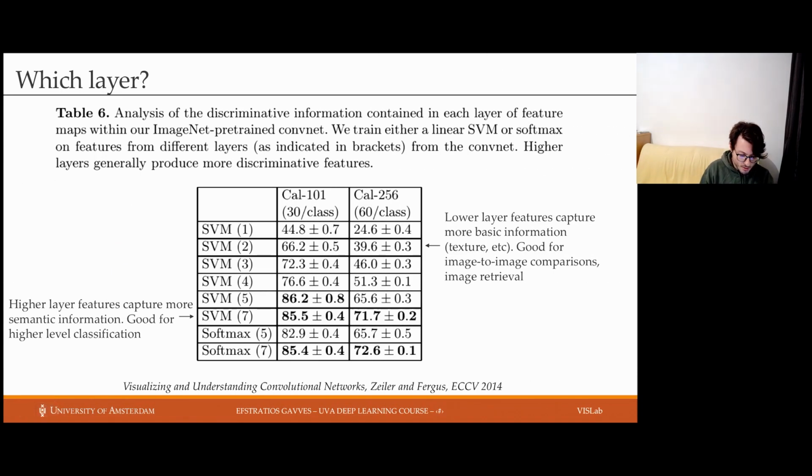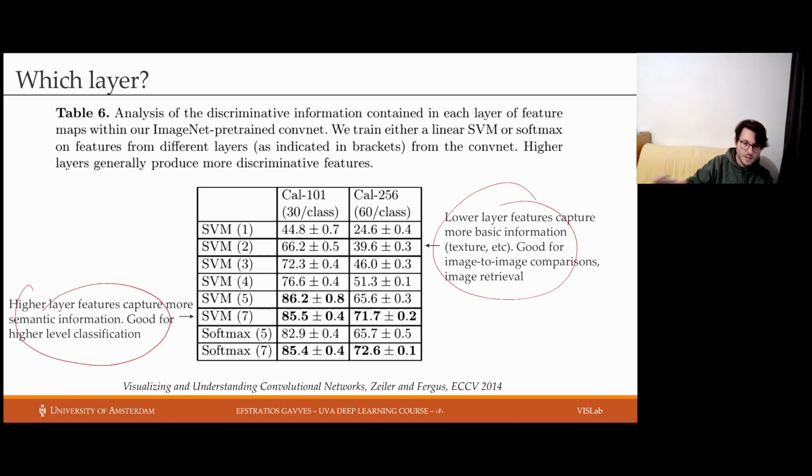So which layer should you train? Well, what does each layer contribute? Generally, higher layers capture more semantic information. So these are good for high-level classification, so for object classification, whereas lower layers appear to be capturing more basic information, more like textures or colors and shapes.